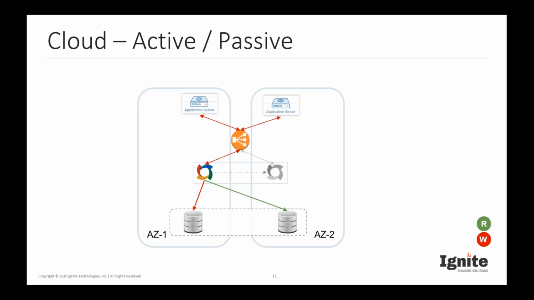And of course, the load balancer could be ELB from AWS or Azure load balancer or some other form of load balancer. But in this deployment, you're basically mimicking all the features that you would have had within an on-premise solution. Now, this cloud deployment allows you to take it one step further.